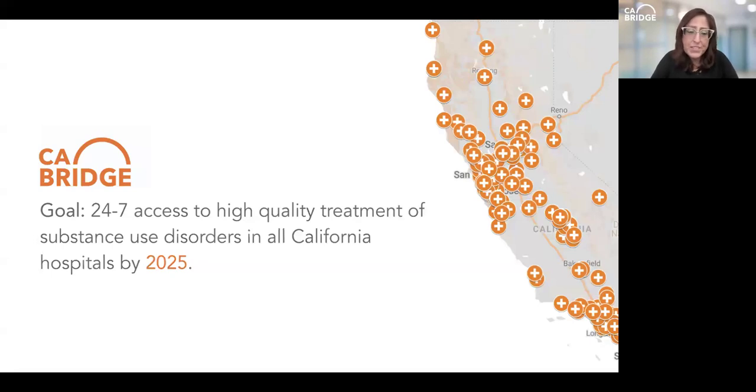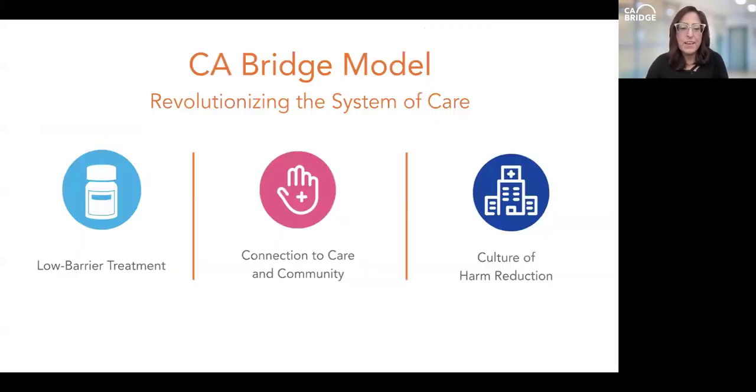As you know, I always like to start our trainings, and I've quizzed you at our in-persons and gave away lots of presents and gifts. Our goal for California Bridge is 24/7 access to high quality treatment in all California hospitals, and I think we're at an A minus. We got as close to 90% of the hospitals, so we're really proud.